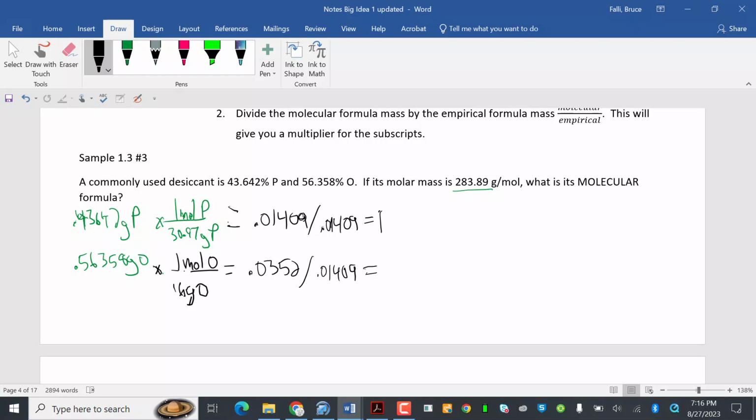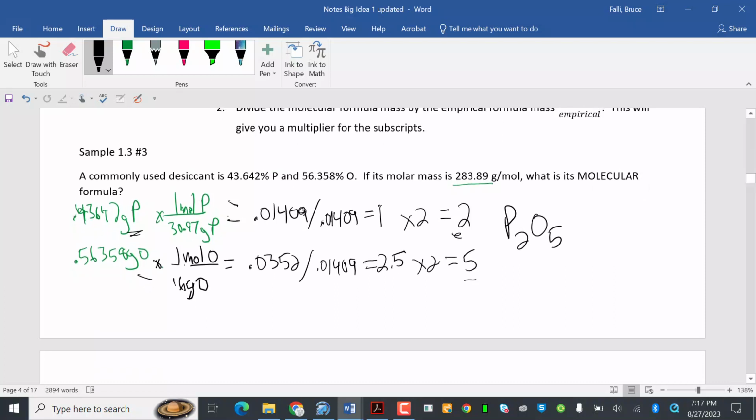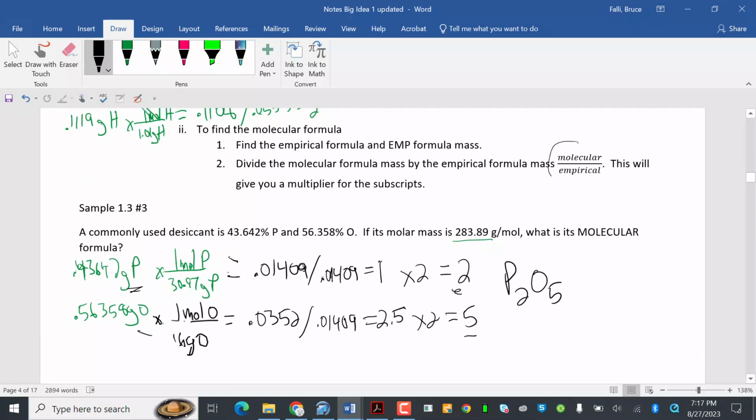0.01409 is 2.5. Uh-oh, this is the first time I don't have anything close to a whole number. So this is 2.5. So I have to multiply this by something to make it a whole number. That something is 2. So I'm going to multiply both of these by 2. So that means I'm going to have P2. See how P got to 2. And O is going to be 5. Okay? So that's P2O5.